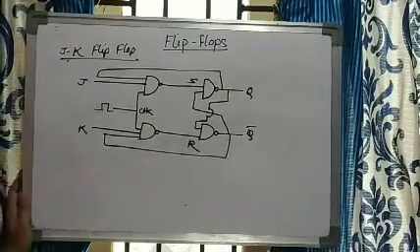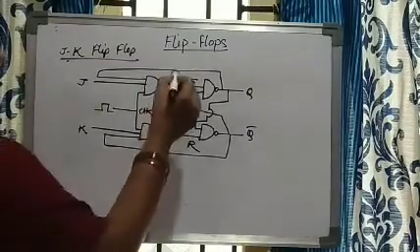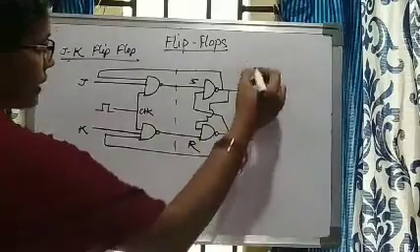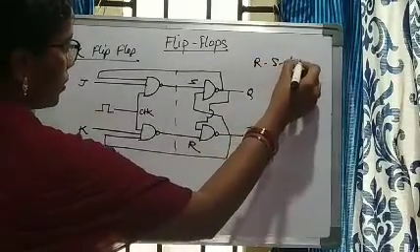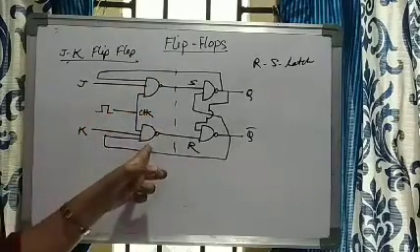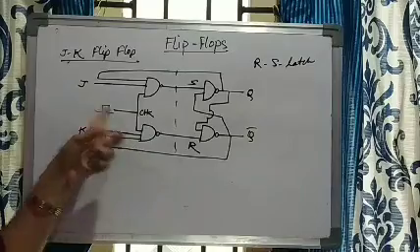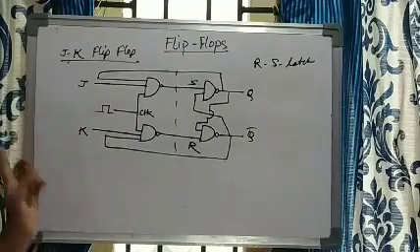This is the basic JK flip-flop circuit diagram. As you all can see, up to this part, this is an RS latch. To this latch, we are connecting one more latch, that is two NAND gates, with the help of a clock pulse. Here, JK flip-flops require a clock pulse.